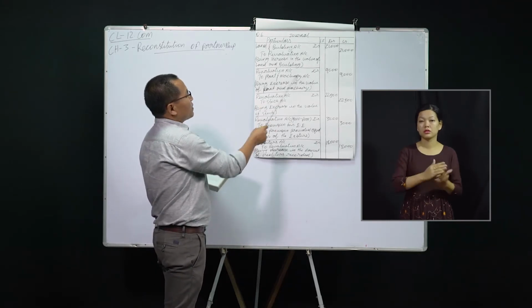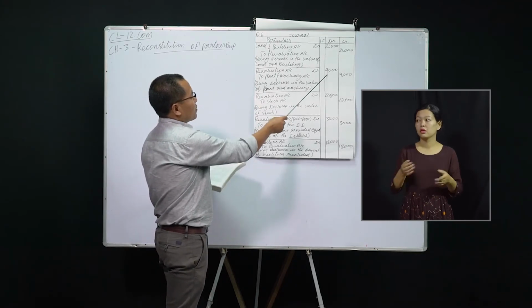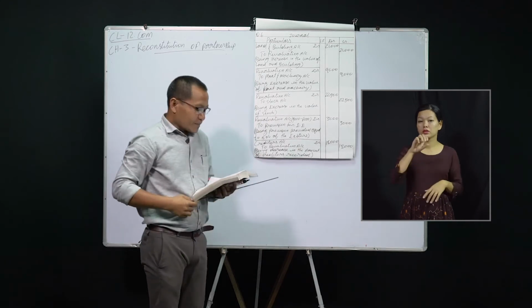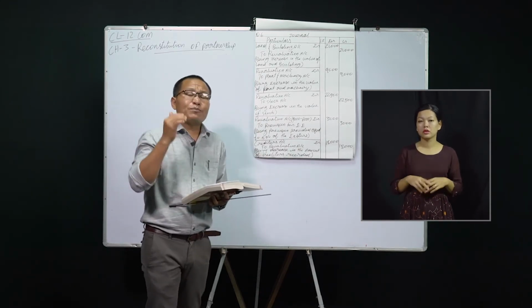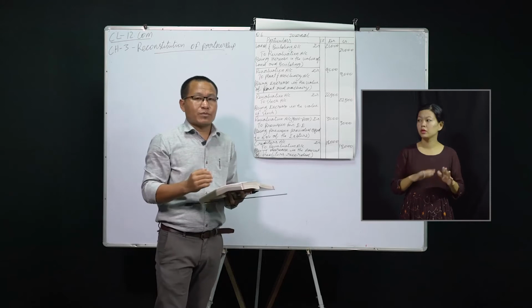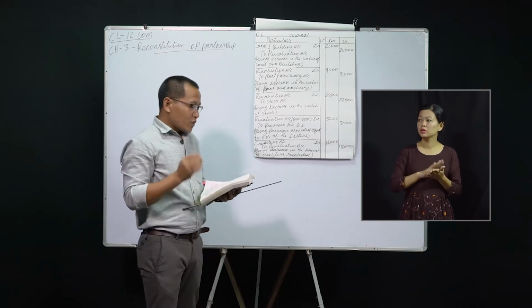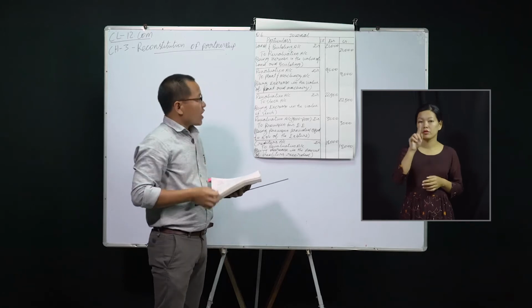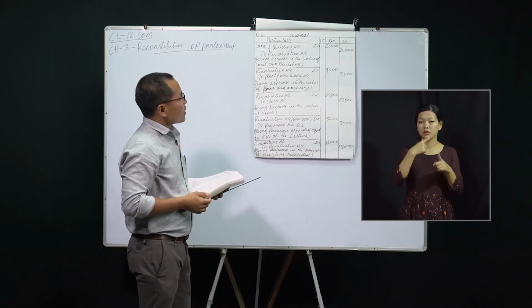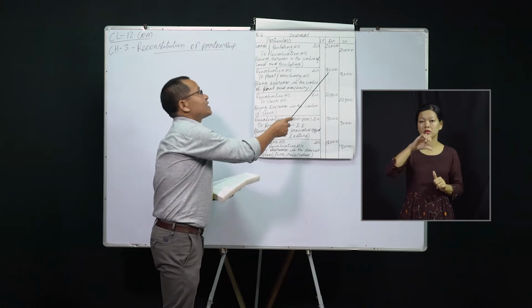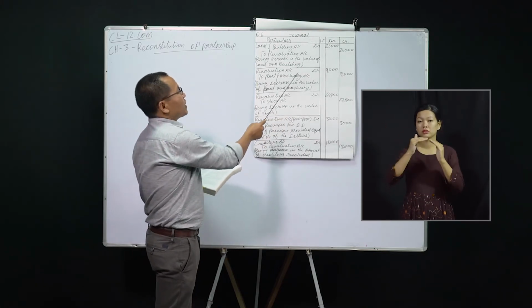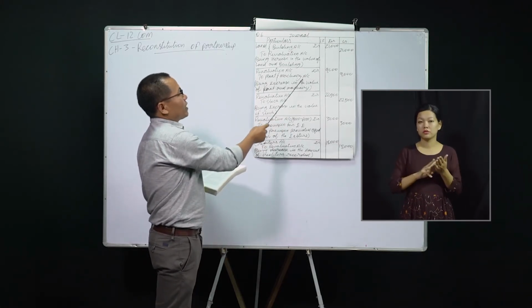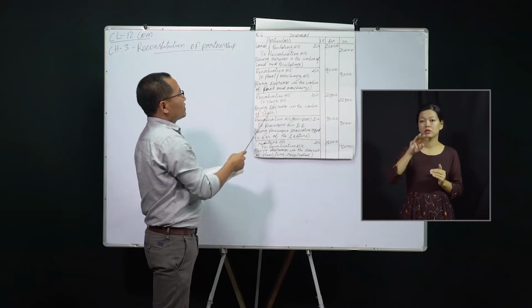Revaluation account debit to plant and machinery, that is 9,000. That means plant and machinery be depreciated, decreased by 15%. So when you calculate 15% of 60,000, then you get 9,000. Therefore, this is a decrease. The revaluation account debit to plant and machinery account, 9,000 has been decreased.